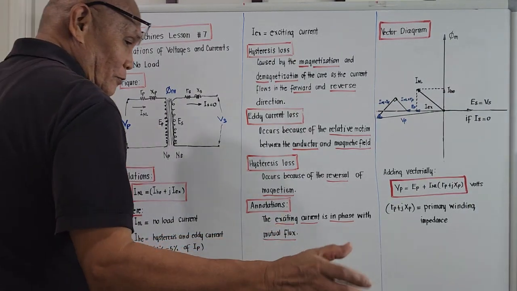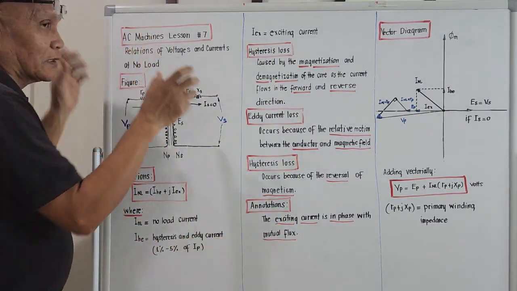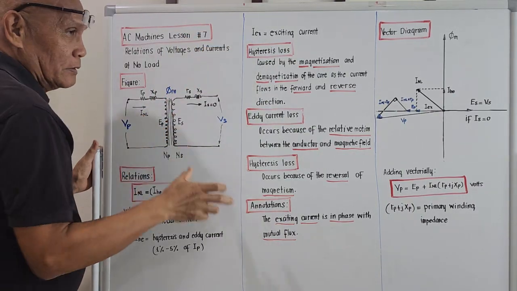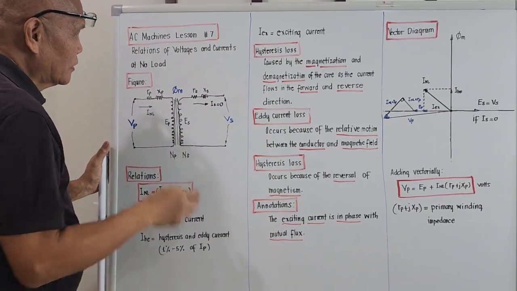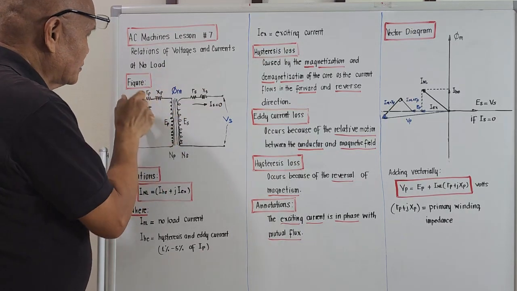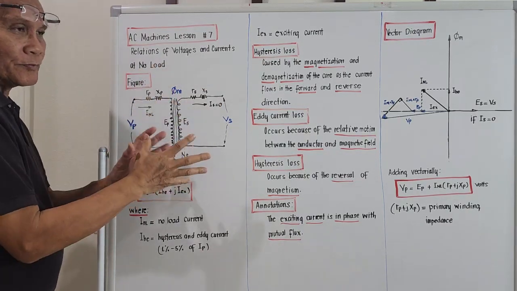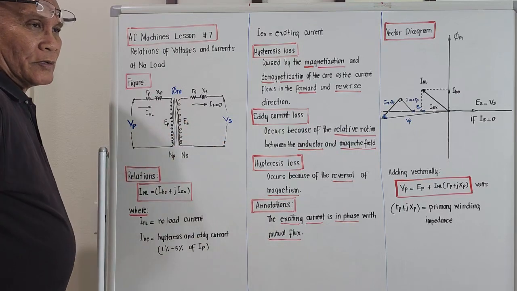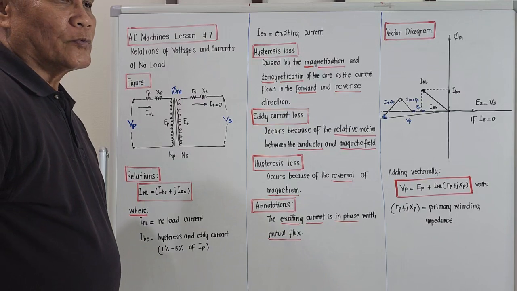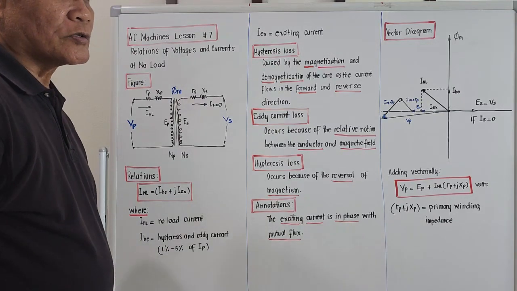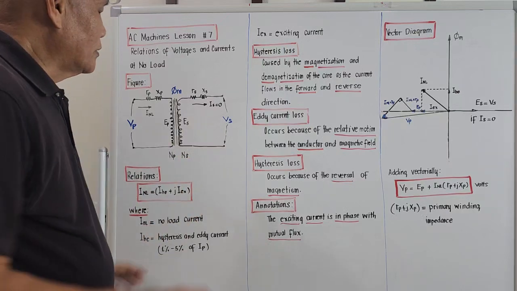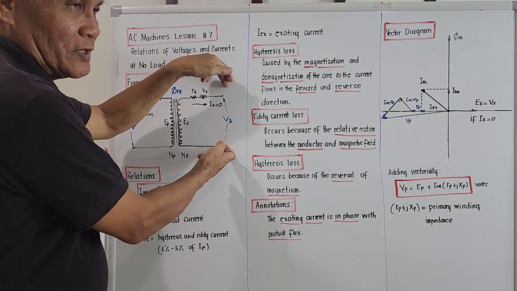The subject matter for tonight will be AC machines, alternating current machines. This is lesson number 7. The title of the subject matter is Relations of Voltages and Currents at no load for a given transformer. So, considering for the meantime a transformer, we will be deriving the relations of the voltages and currents with the given condition, no load at the terminal, no load.